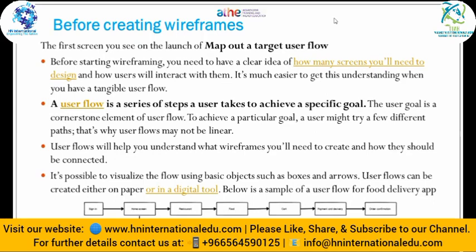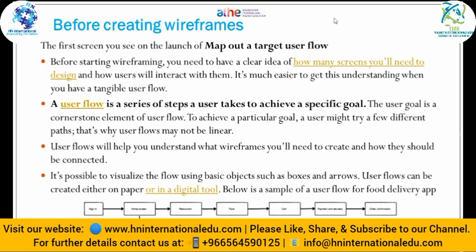A user flow is a series of steps a user takes to achieve a specific goal. The user is a cornerstone element of user flow. To achieve a particular goal, a user might try a few different paths. That's why user flows may not be linear. So here it is saying that user flow is a series of steps which a user can take to achieve a specific goal, and that a user can use different types of steps to achieve a common goal.